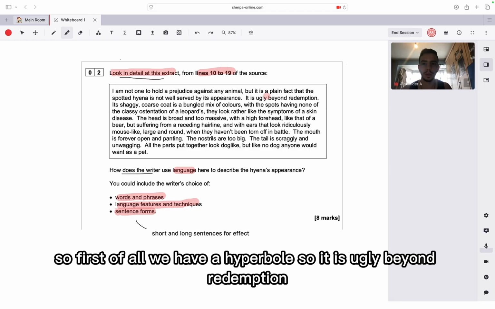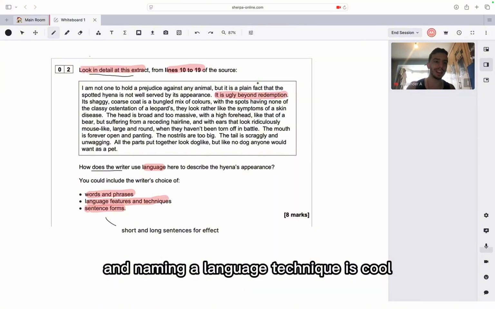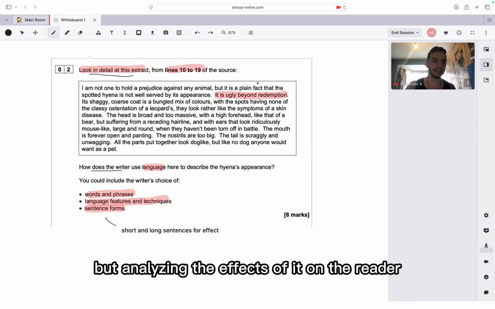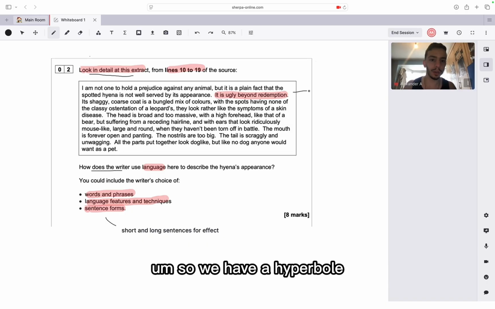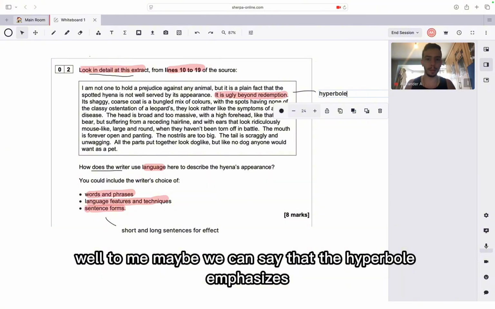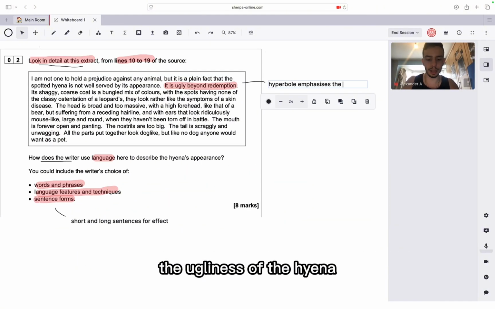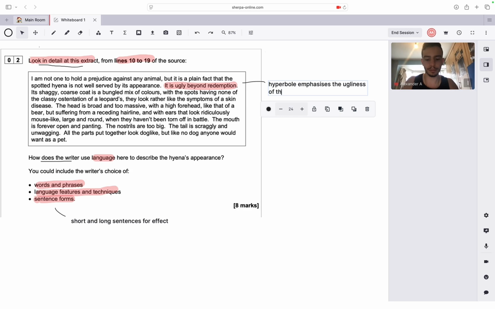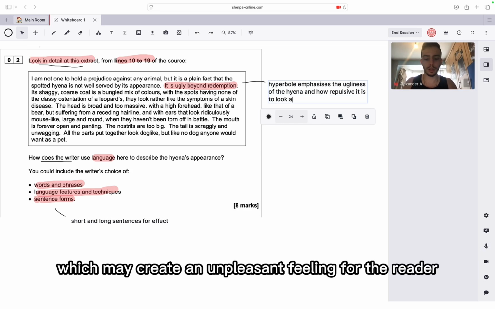So first of all, we have a hyperbole: it is ugly beyond redemption. And naming a language technique is cool, but analyzing the effects of it on the reader is where you get your points, okay? So we have a hyperbole, but what's the effect of it? Well, to me, maybe we can say that the hyperbole emphasizes the ugliness of the hyena and maybe how repulsive it is to look at, which may create an unpleasant feeling for the reader.